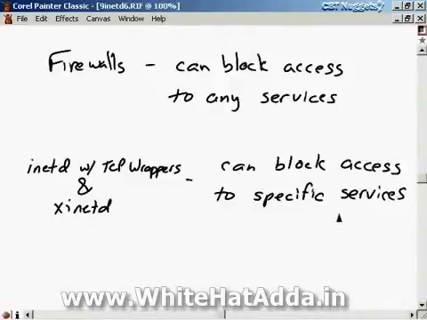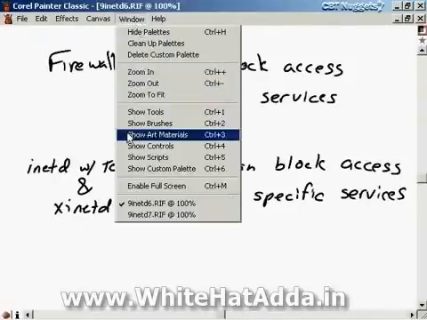And you might ask yourself, why would I want to use these if they can only block access to certain services when firewalls can block access to any service at all? Well, one of the first tenets of security is that you should duplicate security measures if you can. That way, if one mechanism fails, the other mechanism is there to back it up. So let's explain what inetd and xinetd are.